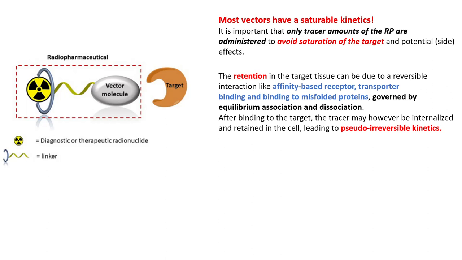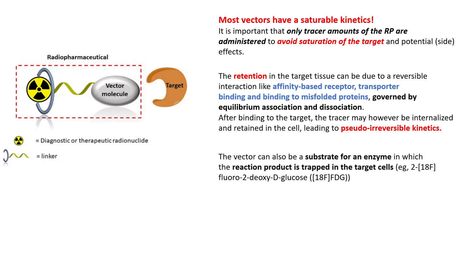After binding of this vector to the target, the vector can be internalized and retained in the cell, which you call pseudo-irreversible kinetics. And the vector molecule can be different things, as I mentioned before. It can be a small molecule, or it can be a substrate for an enzyme, for example FDG, a substrate for the enzyme hexokinase. Once FDG is inside the cell, hexokinase acts on FDG and phosphorylates it to FDG-6-phosphate, and once FDG gets phosphorylated, it cannot cross the cell membrane. We can say the reaction product is trapped in the target cell, and that's how FDG works.